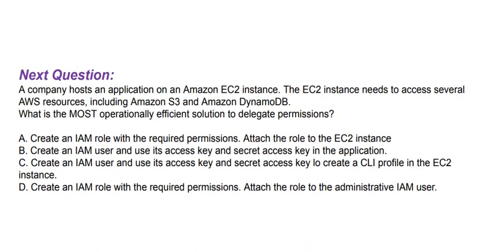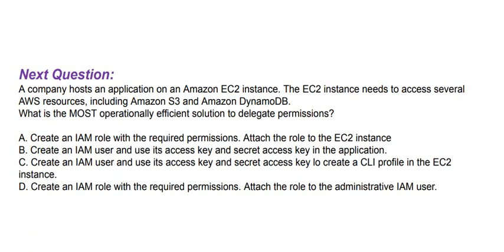Next question is: a company hosts an application on an Amazon EC2 instance. The EC2 instance needs to access several AWS services, including Amazon S3 and Amazon DynamoDB. What is the most operationally efficient solution to delegate permissions? Option A, create an IAM role with the required permissions attached.